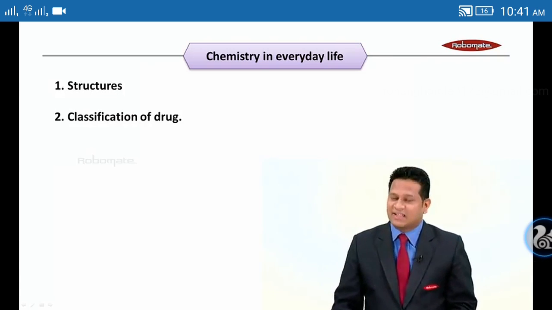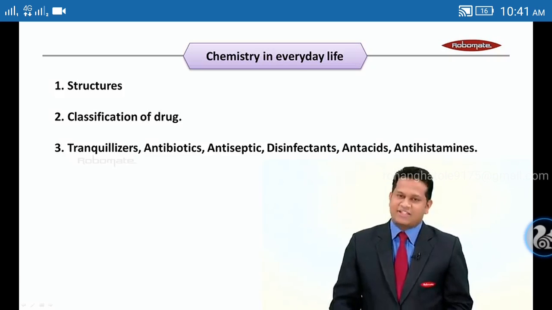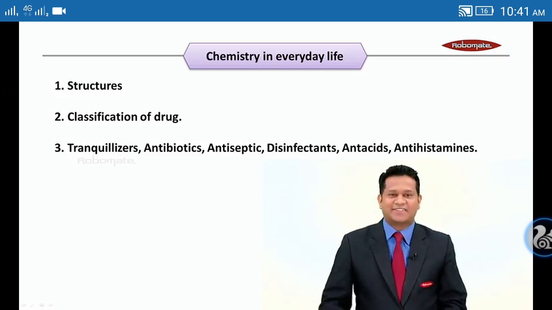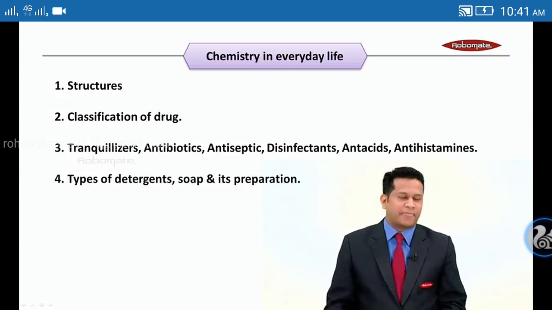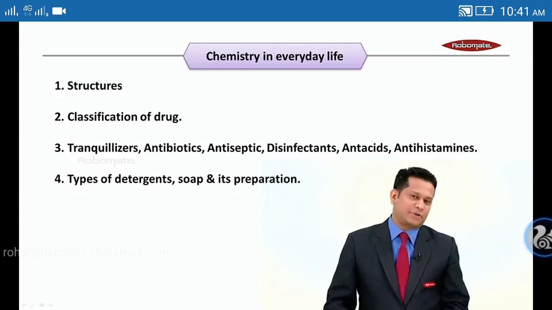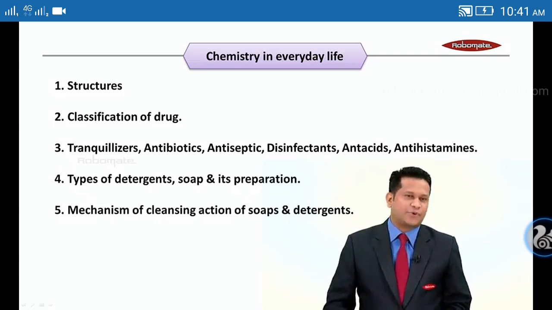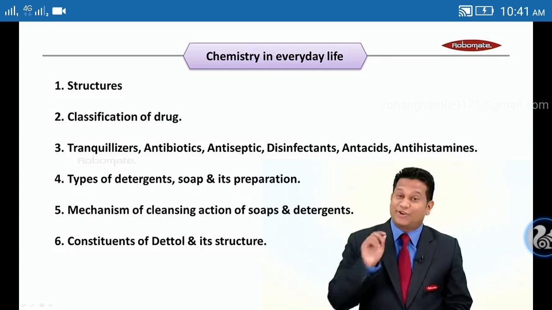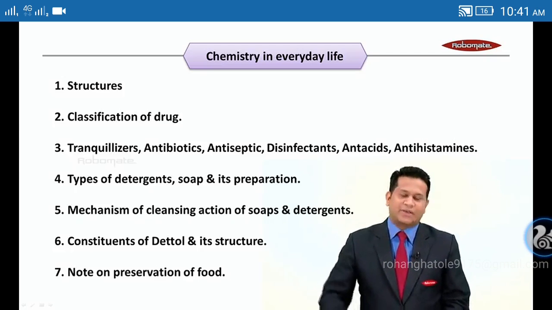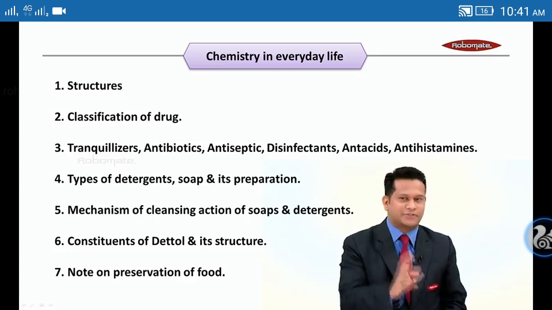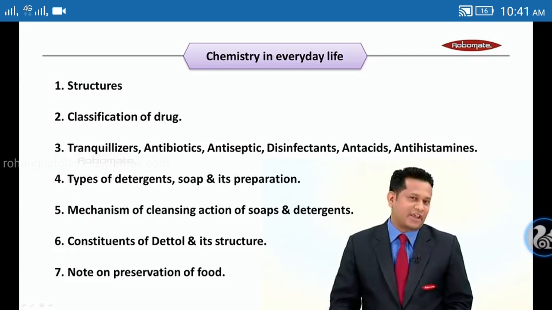The second important question is classification of drug, followed by the third one, tranquilizer, antibiotic, antiseptic, disinfectant, antacid, and antihistamines are some of the important questions, followed by the types of detergent, soaps, and its preparation. Also, the next important question is mechanism of cleansing action of soaps and detergents, followed by the constituent of Dettol and the structure of Dettol. And the last important question is the preservative which are used in foods. So these are some of the most important questions from the chapter chemistry in everyday life.